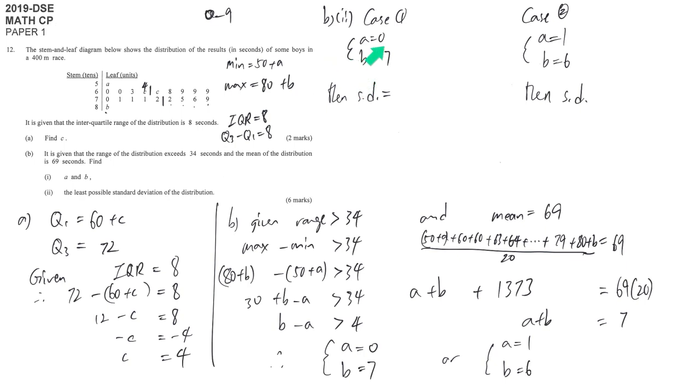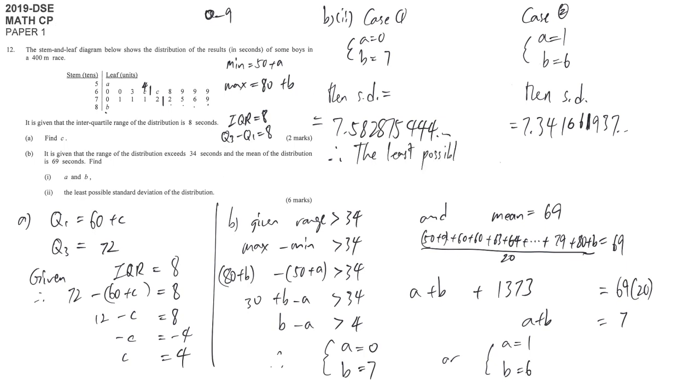So now start the calculation. When A is equal to 0, B equals 7, the SD is 7.582875444. Similar calculation. In another case, we get the value SD is 7.3416611937. And then you compare the 2 results, we find that this one is smaller. That's why we write down our answer. So that's all for this question. Again, I remind you once again, don't simply think that we only have one answer. Sometimes we accept more than one answer to fulfill the requirements.